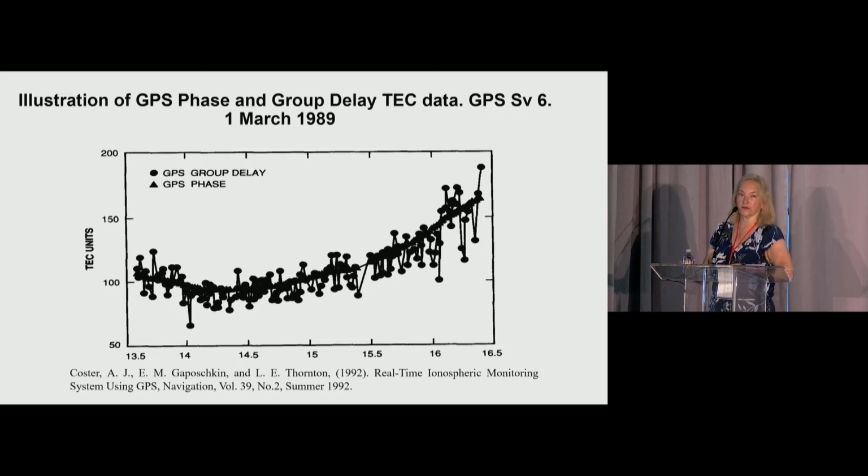So back in one of the papers I published in, I think it was 1992, where we did describe the real-time monitoring we were doing, this shows you the difference between the GPS group delay, which is very, very noisy, and the phase. And that was with our original receiver. And you can see at that time the ionosphere was much larger, because I don't think we've seen anything near that much at Millstone recently.